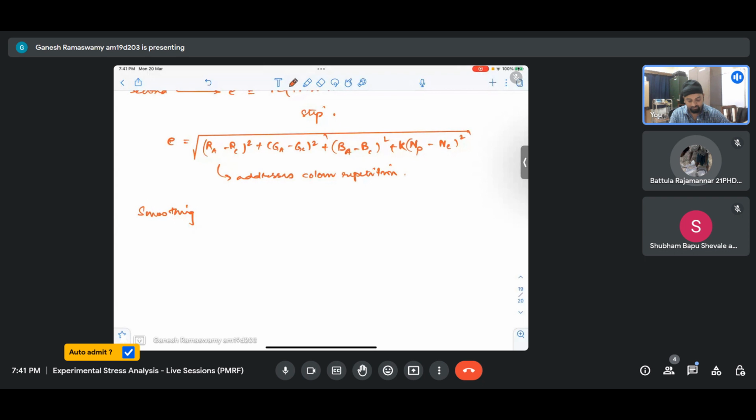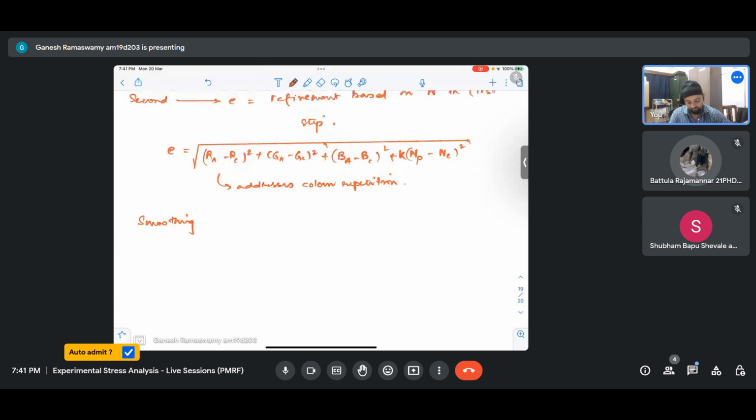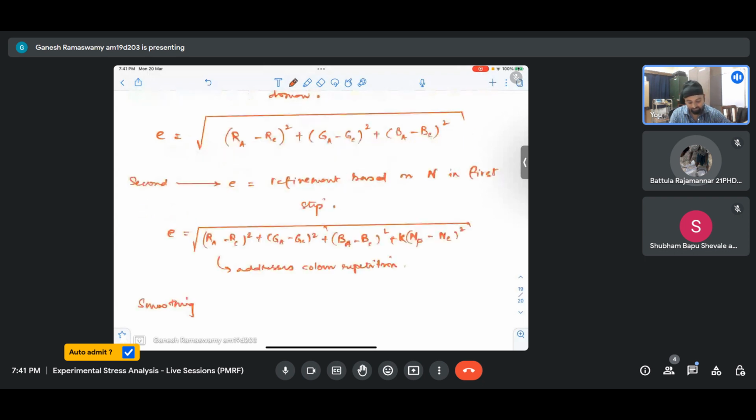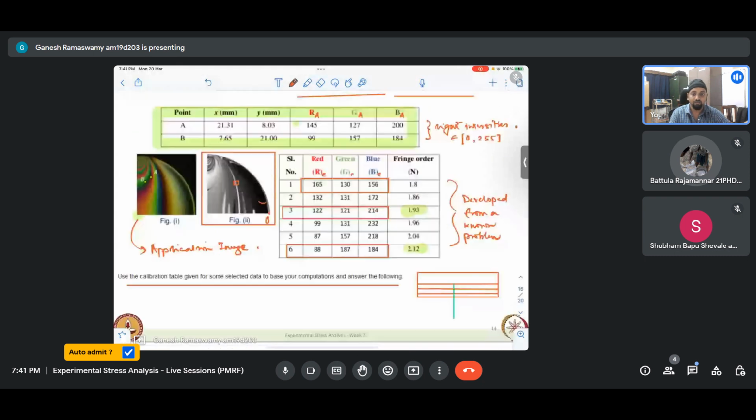So once we do that refined TFP, then we will be able to see that from black to white, we will have a continuous variation here. So that is the philosophy behind our three fringe photoelasticity.